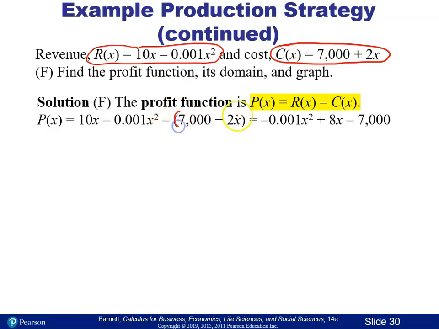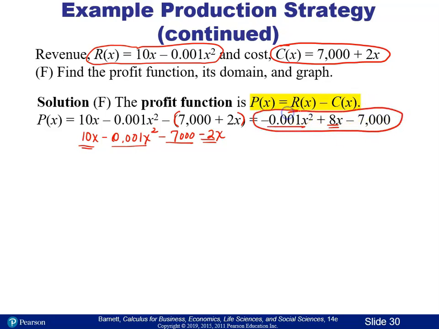Just be sure that you do put a set of parentheses here, okay? So we're going to distribute that negative through that parenthesis, and then we're going to combine like terms. So this would be my x squared term, and then I've got 10x and negative 2x will give me 8x, and then I've got the negative 7,000. So this is my profit function, okay?